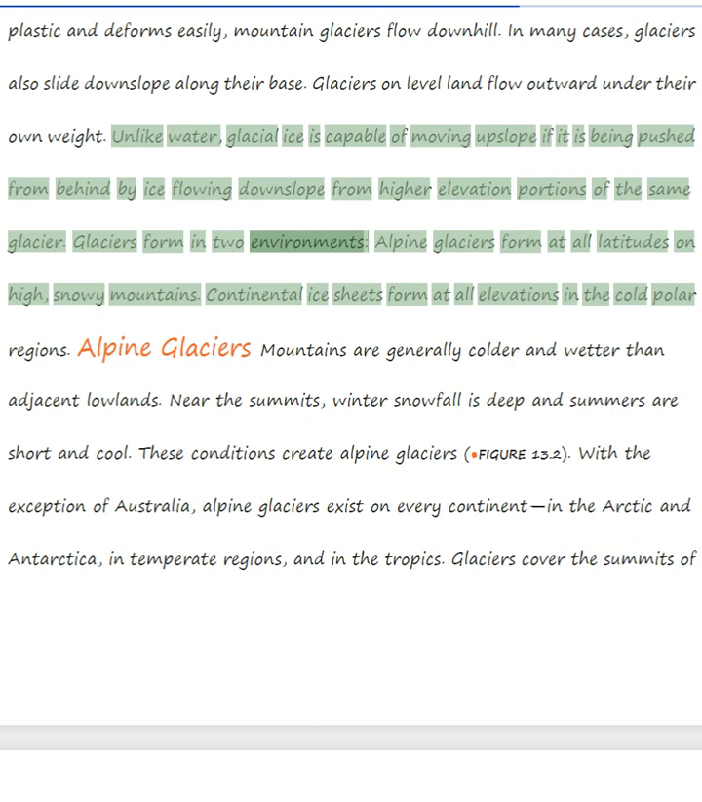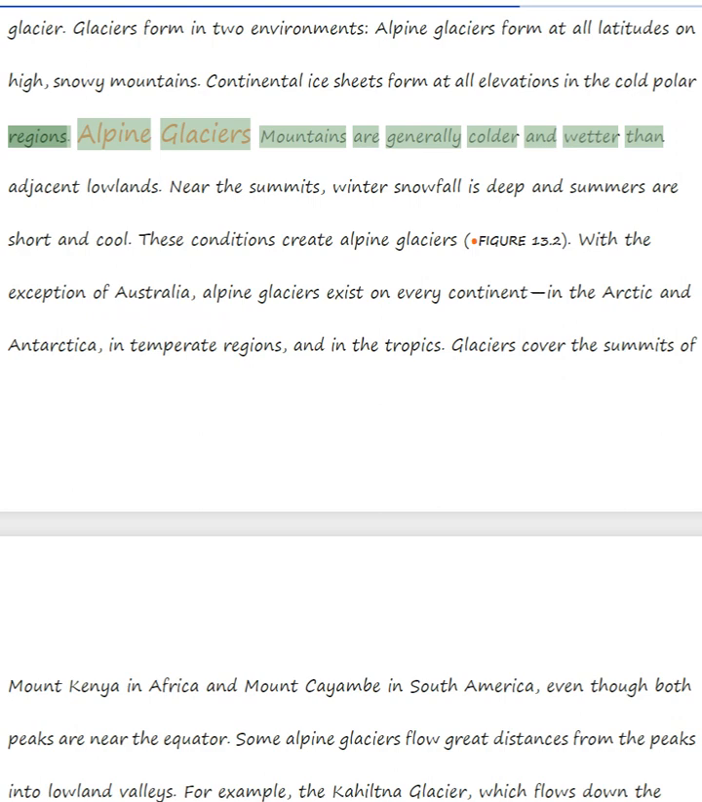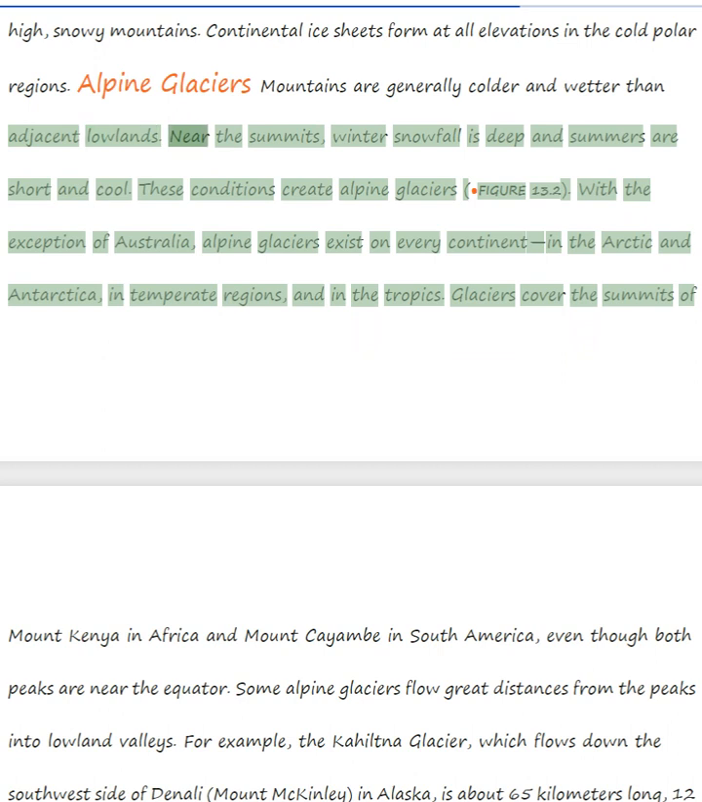Glaciers form in two environments. Alpine glaciers form at all latitudes on high, snowy mountains. Continental ice sheets form at all elevations in the cold polar regions. Alpine glaciers' mountains are generally colder and wetter than adjacent lowlands. Near the summits, winter snowfall is deep and summers are short and cool. These conditions create alpine glaciers.